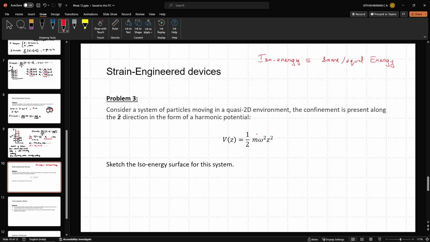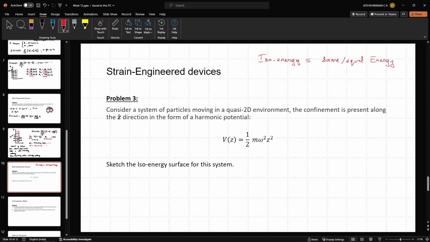Okay, so now what is told is this. We have a system of particles that are moving in a quasi 2D environment. So this is a quasi 2D environment. So this can be like some kind of a quasi 2D channel or something. But this is again a toy example.